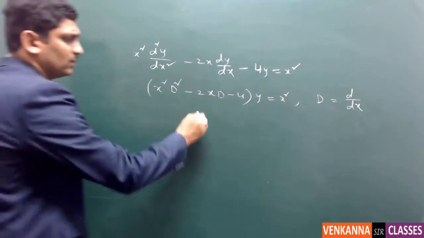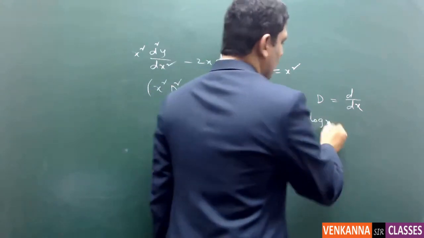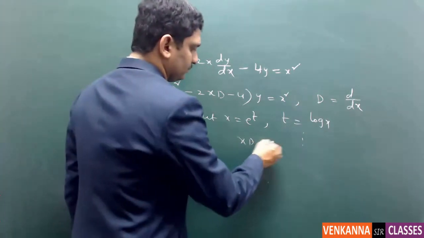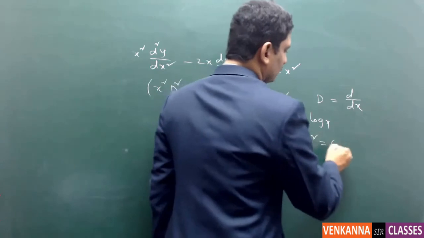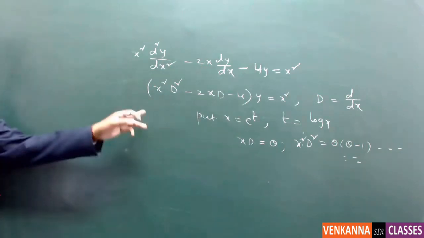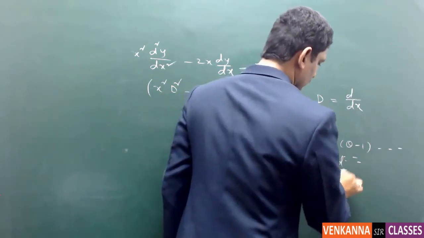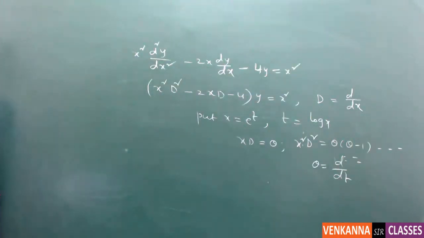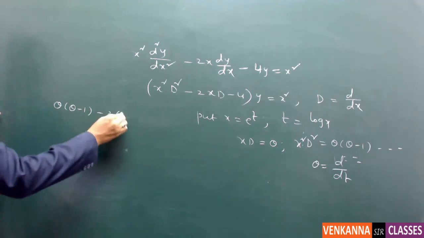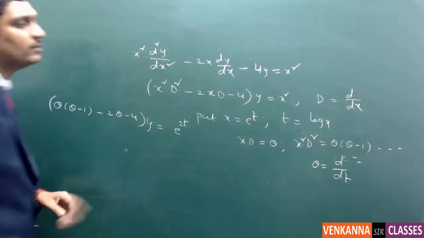Again, we mentioned that put x equal to e power t, or t is equal to log x, and the remaining follows. xD is equal to theta, x square D square equal to theta into theta minus 1 and so on, where theta is equal to d by dt. So substituting these values, (theta into theta minus 1 minus 2 theta minus 4) of y is equal to e power 2t. Please check that.